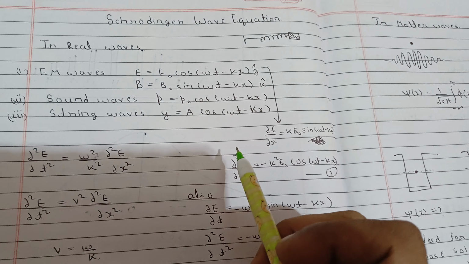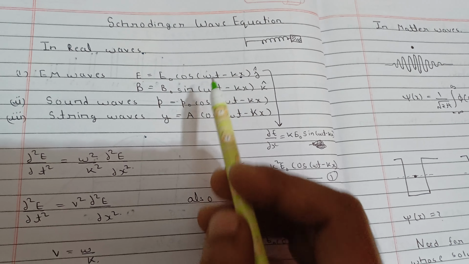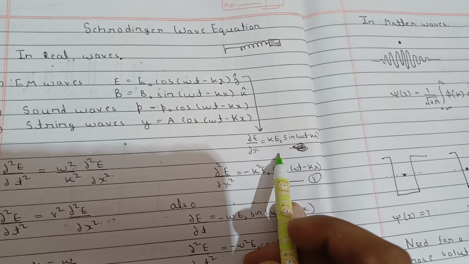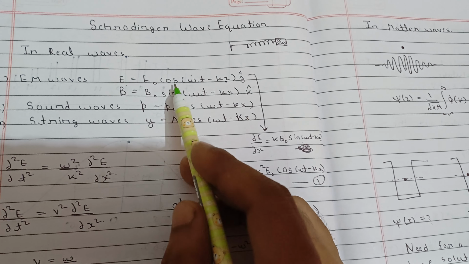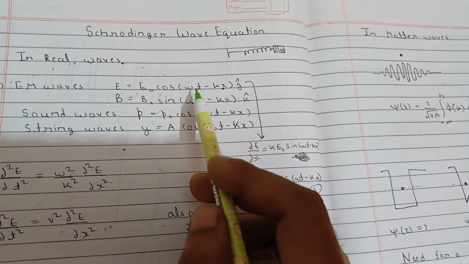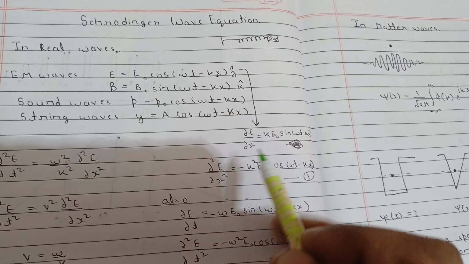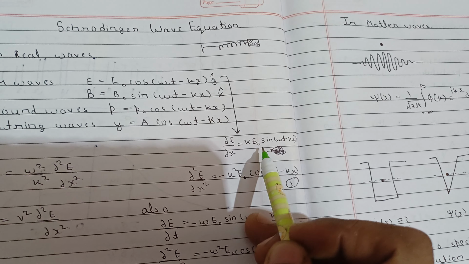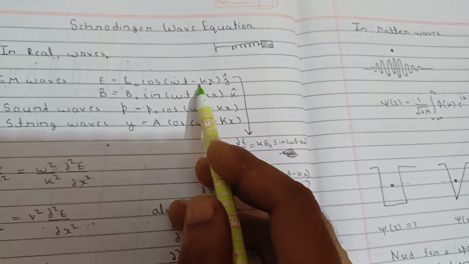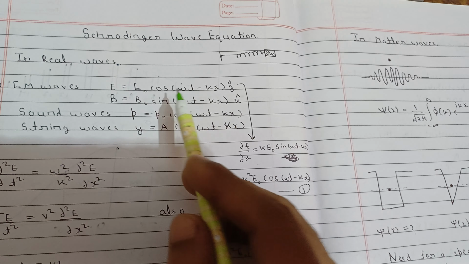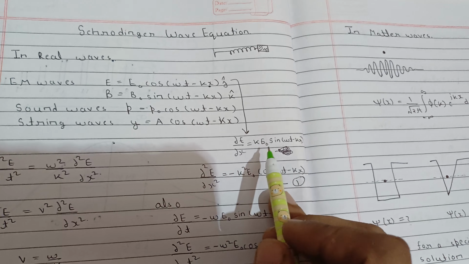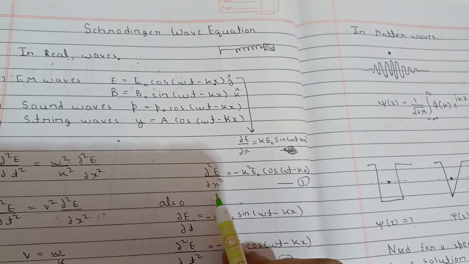To find the differential equation, first we will take the derivative of E with respect to x. So del E by del x will give you E naught cos giving minus sine, and from here minus k, so minus minus will be plus. So del E by del x will be k E naught sin(omega t minus kx).